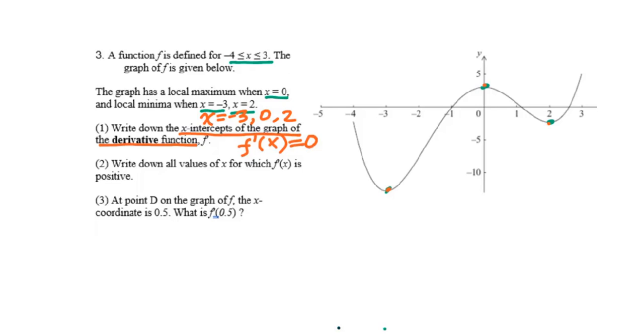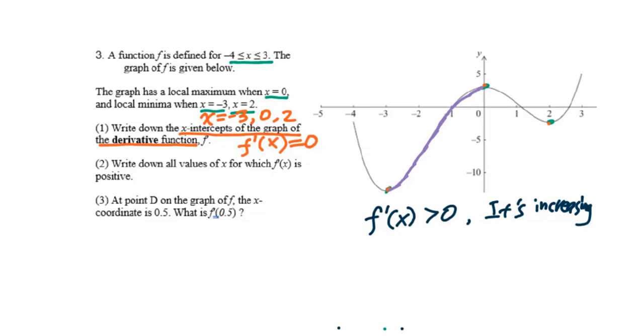For number 2, write down all values of x for which f prime of x is positive. When f prime of x is positive, the function is increasing. Therefore, you will find where the graph is increasing. From here to here it's increasing, then from here to here it's increasing. So for all the values of x, you write intervals: from -3 to 0, then union from 2 to 3.